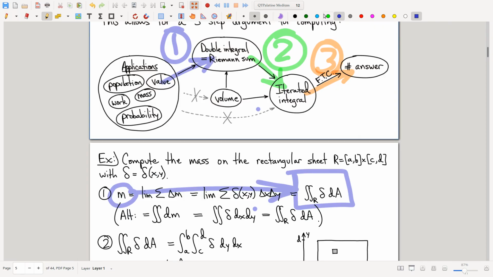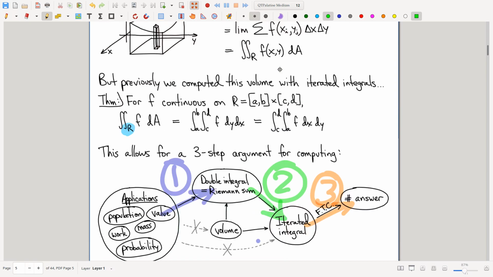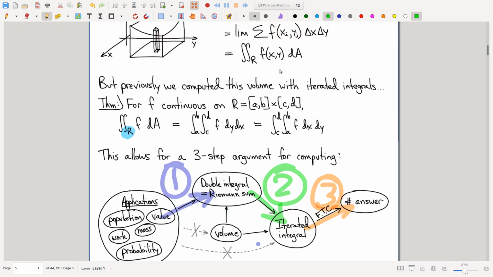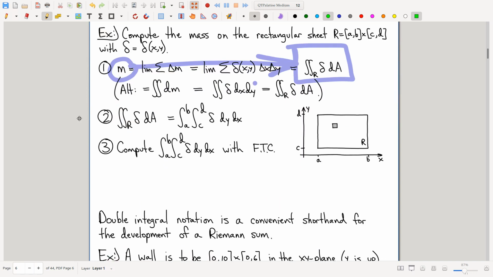Okay, step 2. When you're talking about a rectangular domain like we are here, step 2 is always pretty straightforward. We've got it right here. Step 2 is just the recognition that if you have a double integral, you can rewrite it as an iterated integral. Bounds and everything, it's exactly what you would hope it would be. So step 2 is, oh gosh, what happened there?